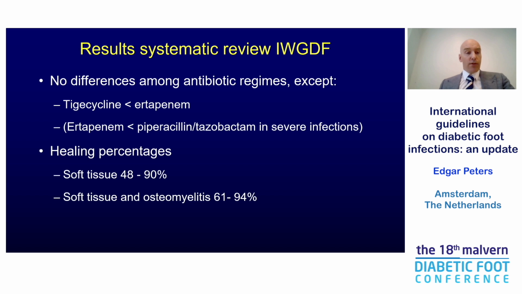In general, we found that there were no differences among antibiotic regimens, except that tigecycline did not do as well as ertapenem and had more side effects and more serious side effects. I put that in brackets because I'm not really convinced that it was relevant. Ertapenem in one sub-study, in a subgroup of patients with severe infections, did not seem to do as well as piperacillin and tazobactam. The healing percentages were, as you would expect, somewhere between 50 and 90%. And if you included patients with osteomyelitis, it was also 61 to 94%.